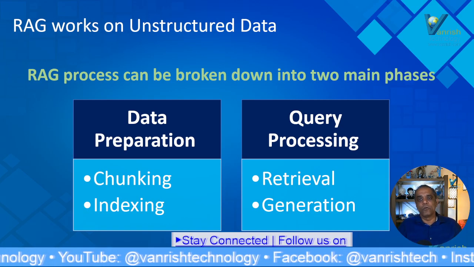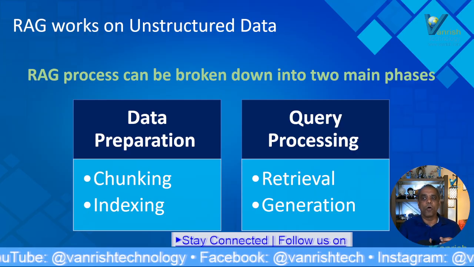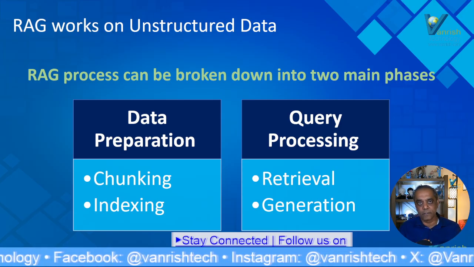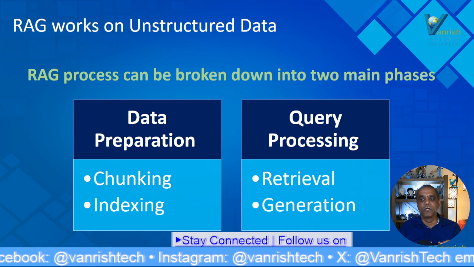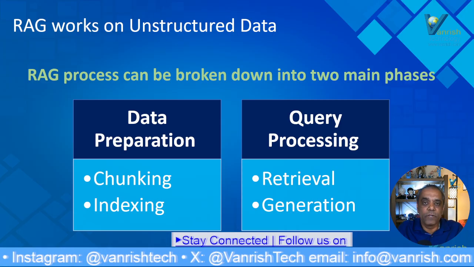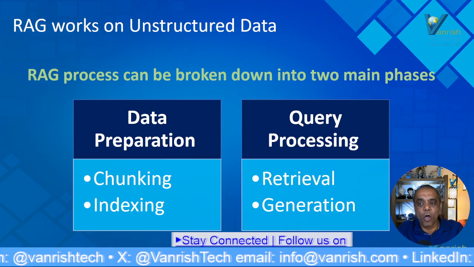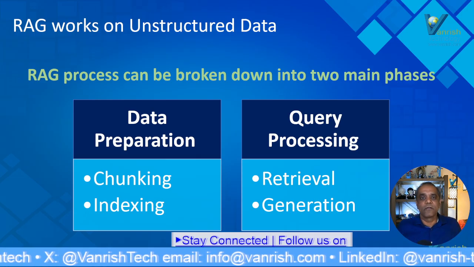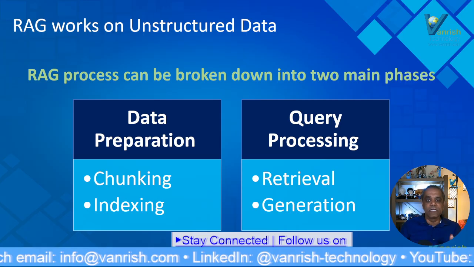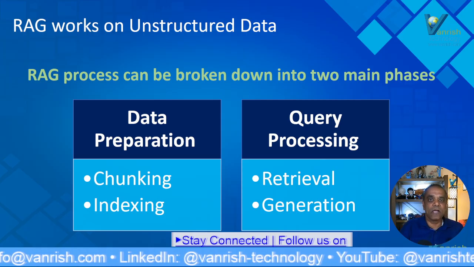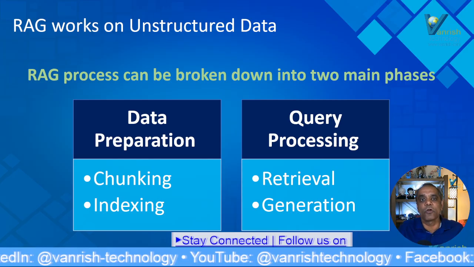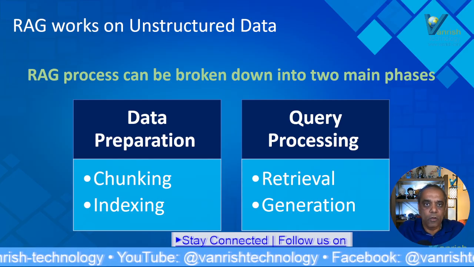So let's look at how RAG works on unstructured data. There are two parts here. First is data preparation, second is query processing. Data preparation is basically a two-step process. The data is scattered all over the place and in different formats, and whenever you extract that information, it needs to be in proper sequence and with proper context. That is very important whenever you are working with data. Then it makes sense for your AI model or any of your processes.